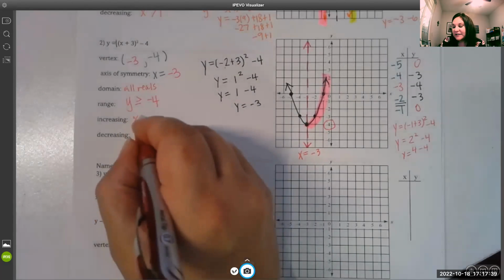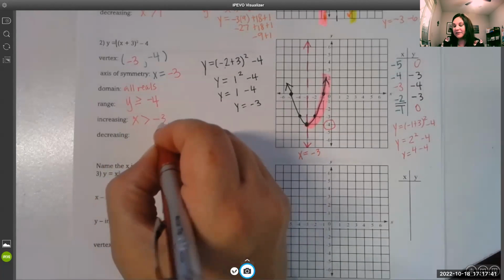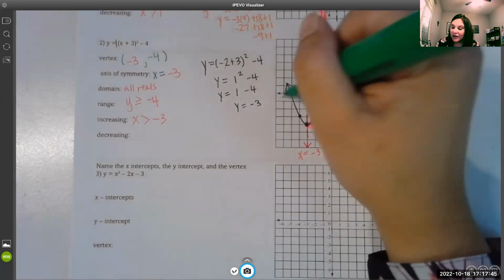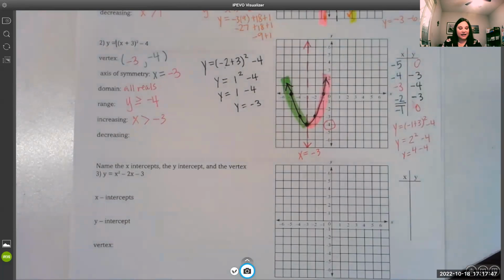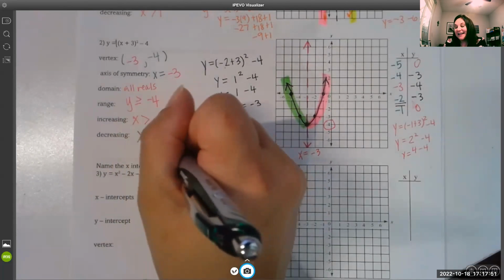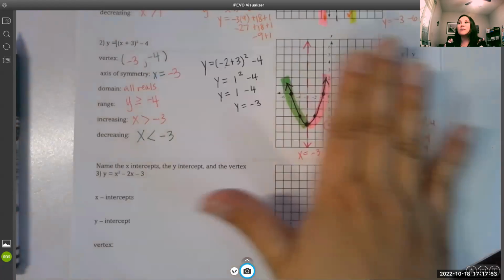Hopefully for increasing, you put x is greater than -3. And then for decreasing, that would be the other half of your parabola. That's that side right there. That is when x is less than -3. Hopefully you remember this one.